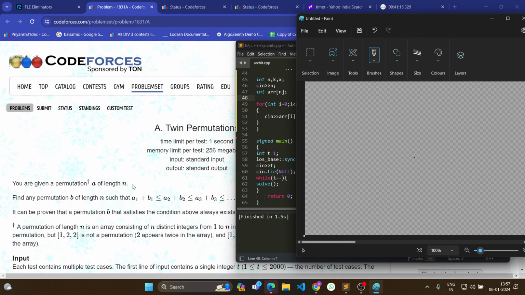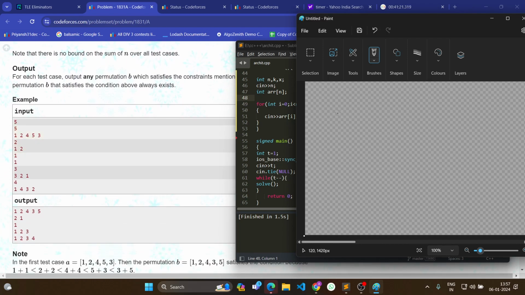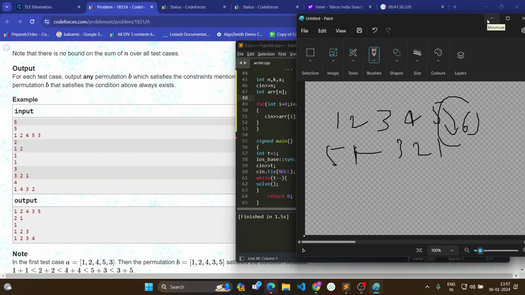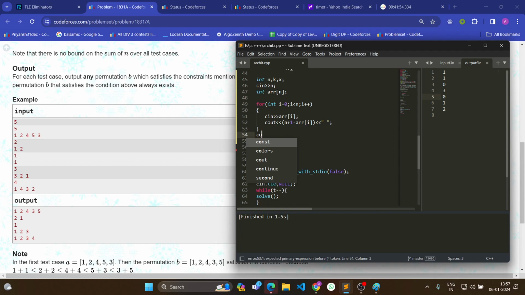The clear trick is that it is a permutation of length n, and it always consists of distinct integers from 1 to n. So we have 1, 2, 3, 4, 5, let's say. Then the answer can be 5, 4, 3, 2, and 1. So this becomes equal to 6, and yeah, the answer is n plus 1 minus a of i. Keep printing n plus 1 minus a of i. Okay, answer is this.